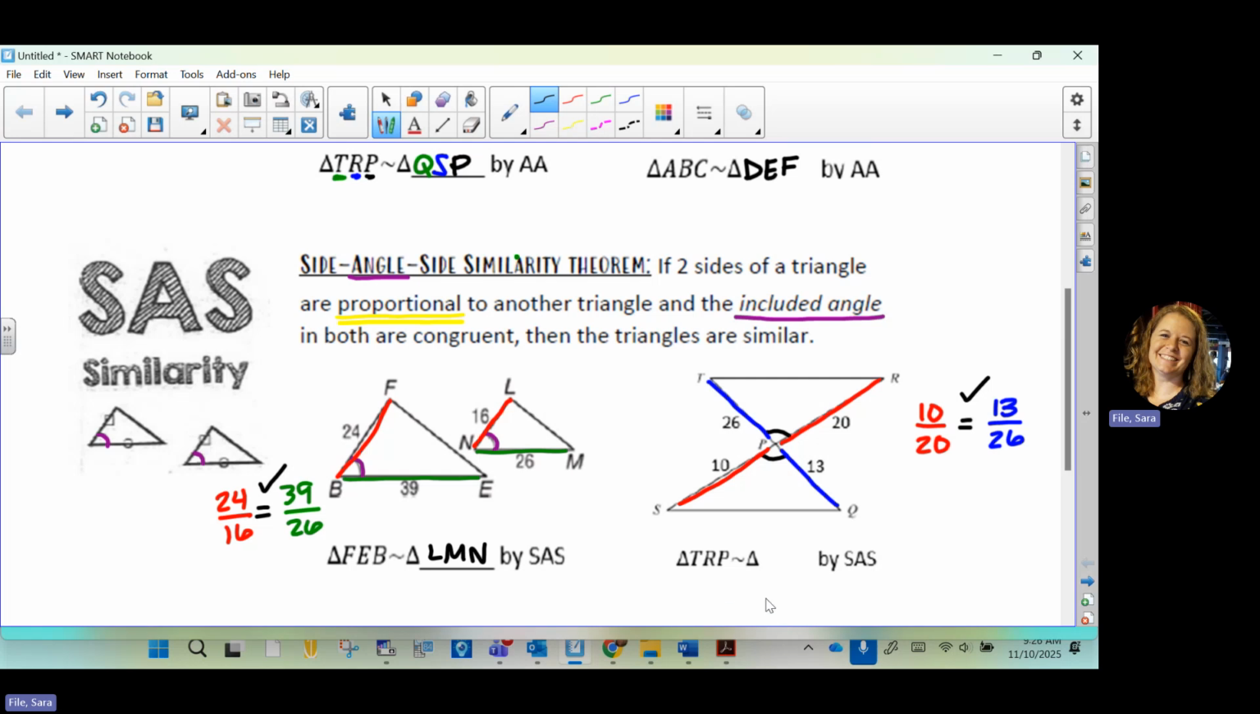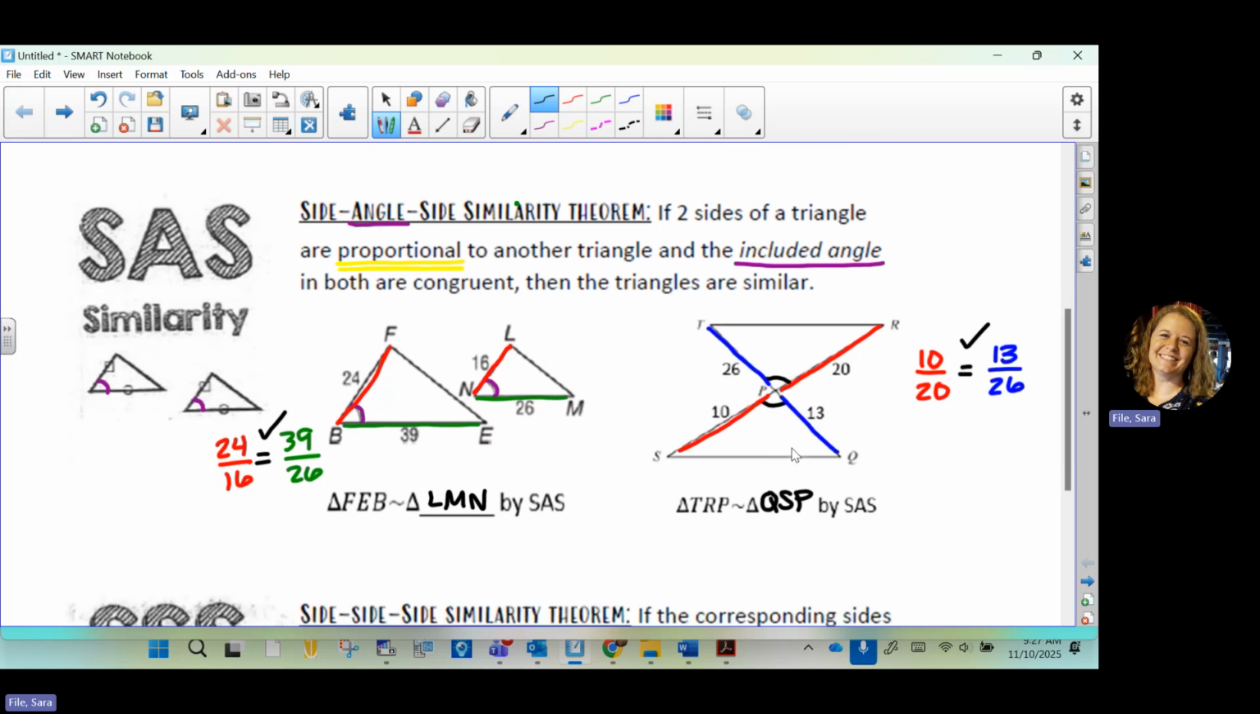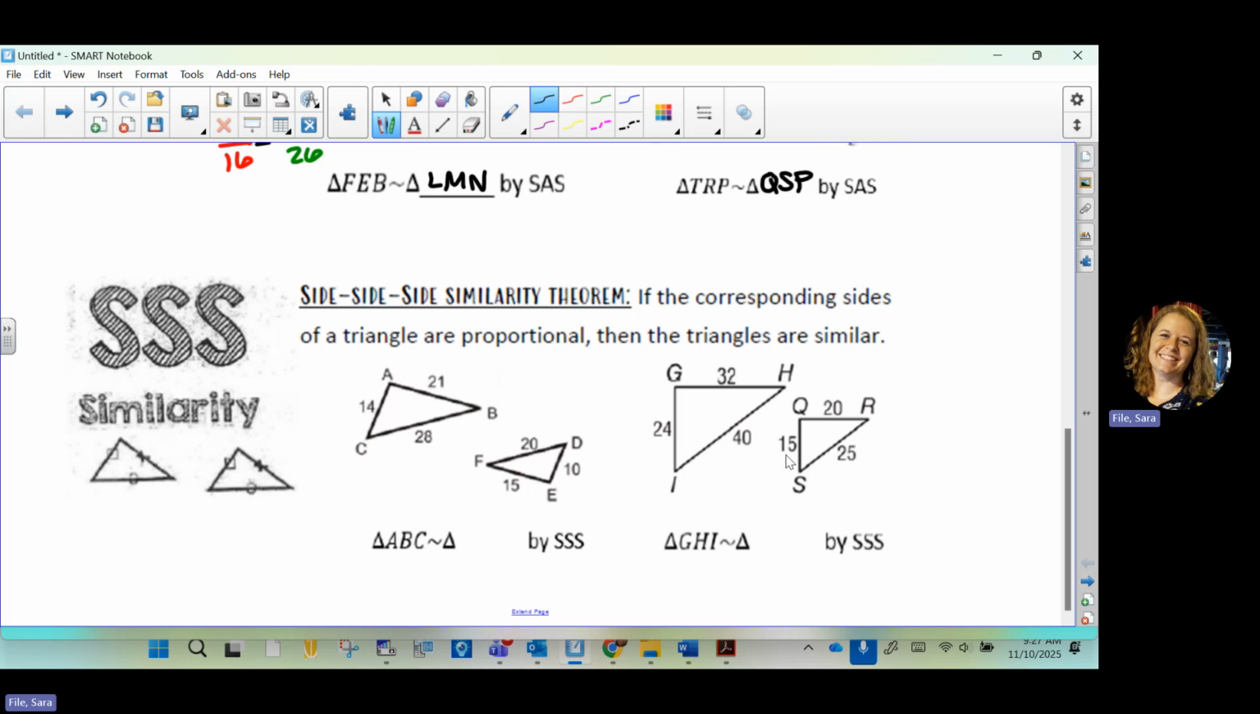The first triangle, the top one, is named TRP. So I go from the uncolored side to the red side. So on the bottom, when I name this, I'm going to have to name it in what order? Q, S, P. Okay, so I went TRP, so I have to go QSP. And again, it was the uncolored side to the red, so I went uncolored side to the red. You feel okay about that? I feel confident. Good.